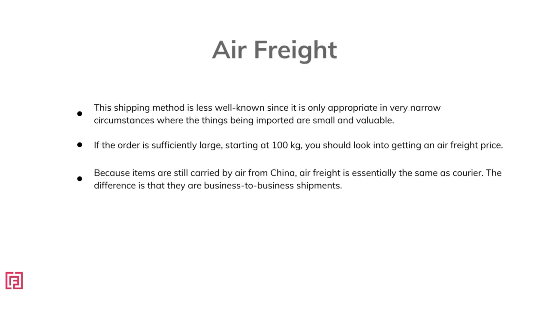Number 3. Air freight. This shipping method is less well known since it is only appropriate in very narrow circumstances where the things being imported are small and valuable. Because items are still carried by air from China, air freight is essentially the same as courier. The difference is that they are business-to-business shipments. Couriers, on the other hand, are almost always at sea.